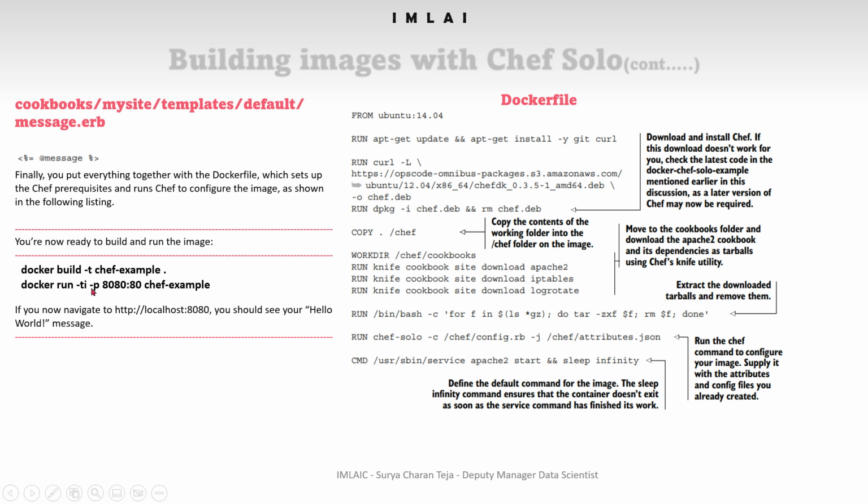Then you do the Docker run with port mapping 8080 to 80, of the 8080 of the host to the 80 of the container, and the name of the image is chef-example. That's it. Once it is done, if you navigate to HTTP and then the public IP of the instance and then port number 8080, you should see your hello world message.